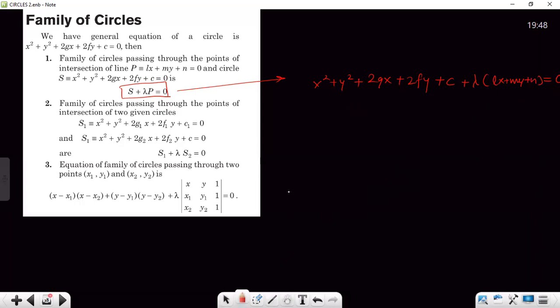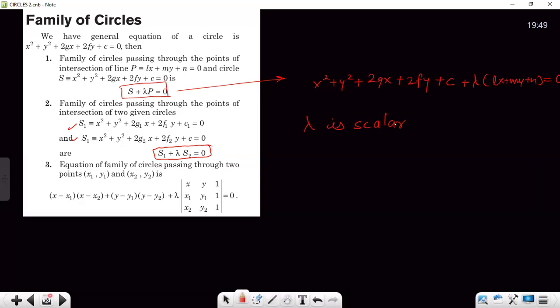Okay. Now this is somewhat the same for circles as well. If there are two circles, then all the family of circles passing through the point of intersection of the two given circles will be given by this, where lambda is any scalar constant.